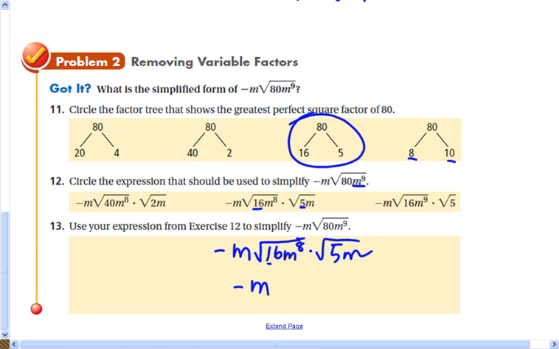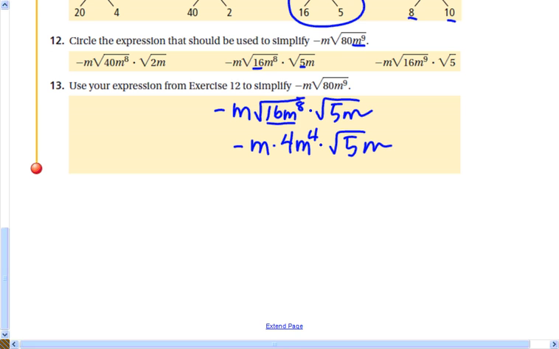And 4m to the 4th times 4m to the 4th equals 16m to the 8th. So the square root of 16m to the 8th is 4m to the 4th, times the square root of 5m. And we can simplify this and this. That's m to the 1st, and m to the 4th makes m to the 5th. And that's what it looks like when it's simplified.